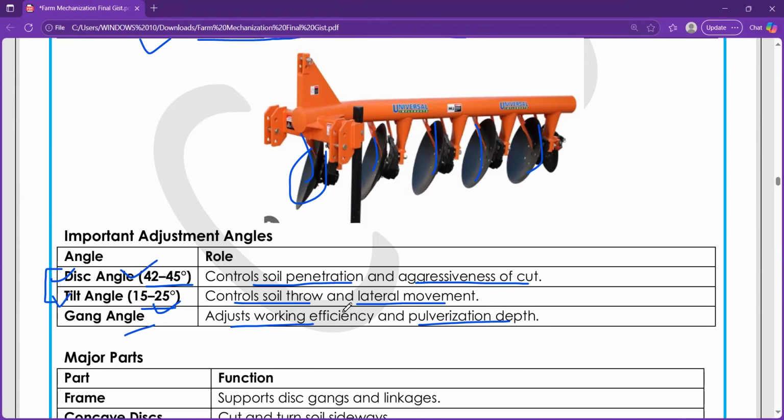Please comment your answer. Which angle represents the inclining of the disc to the direction of travel, and which angle inclines to the vertical plane? This is very important. The disc angle is 42 to 45 degrees, and the tilt angle is 15 to 25 degrees. Most of the exam questions are generally curated from this only, so please make a note of it.